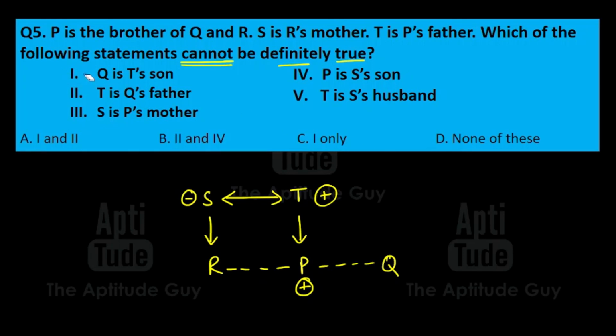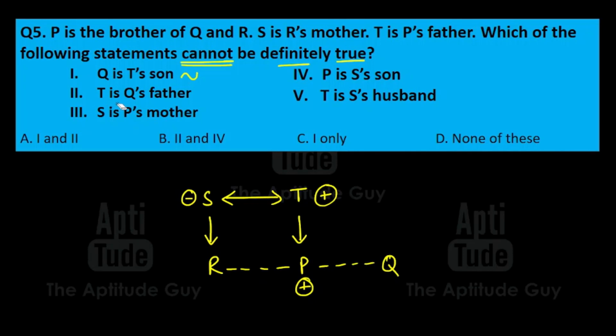Now the first statement says Q is T's son. Is that 100% true? Now Q is T's child. Yes, Q is the child of T. But are we 100% sure about son? We have no idea if Q is male or female. So how can we judge that Q is a son? Q could be the daughter also, right? So the first one cannot be definitely true. The first one is a maybe situation. Could be son, could be daughter. We have no idea. But everything else is absolutely true.